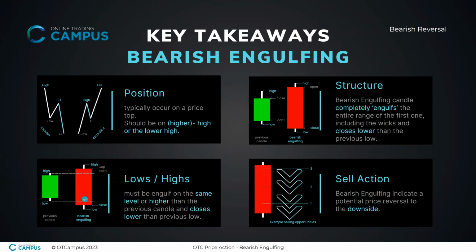And then, of course, we need a clear lower low. We need a clear low. The low of the bearish engulfing has to be lower than the previous candle low. That is important here. A low at the same price area is not enough.